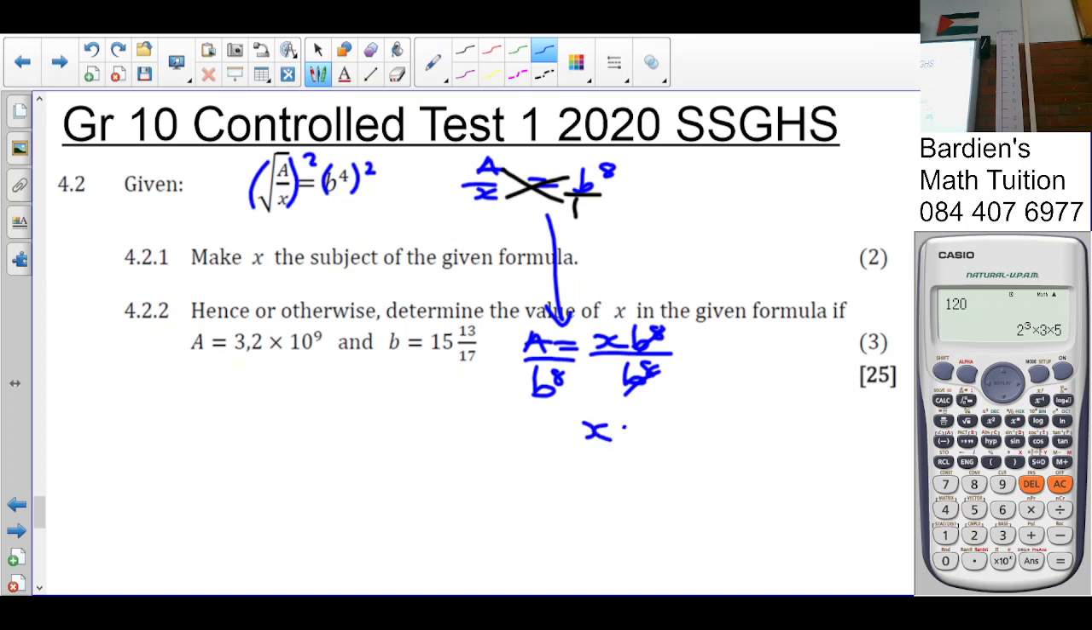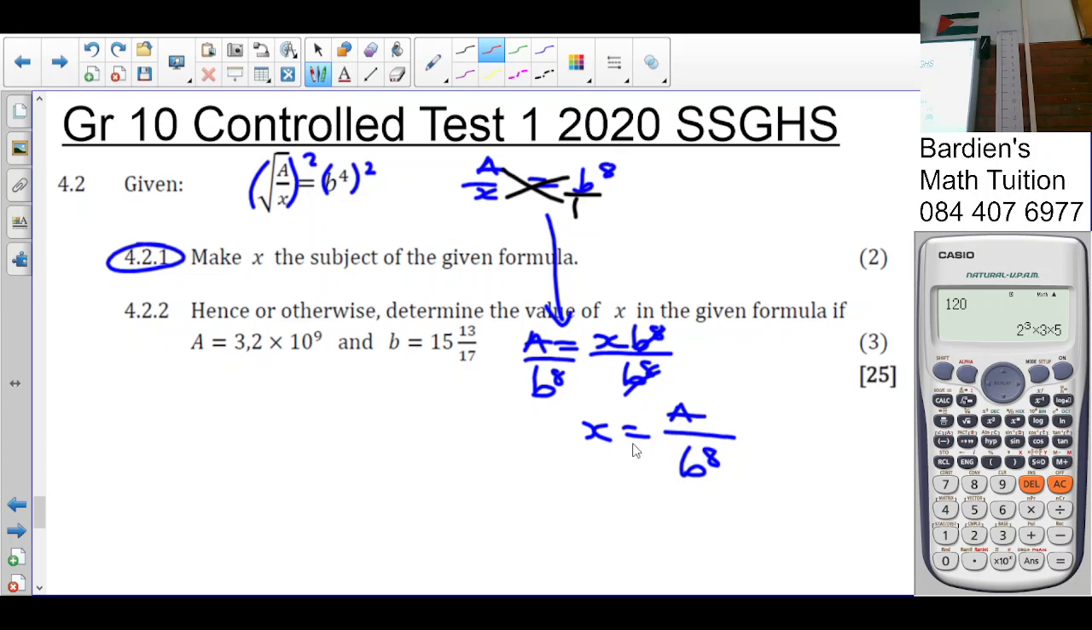So x is then equal to a over b to the 8. Okay, you all okay with that? In the next part of the question they say "hence." People, what does hence mean? It means to say that I must use the previous calculation. Or otherwise, if you didn't get that out, you could have gone straight into the formula.